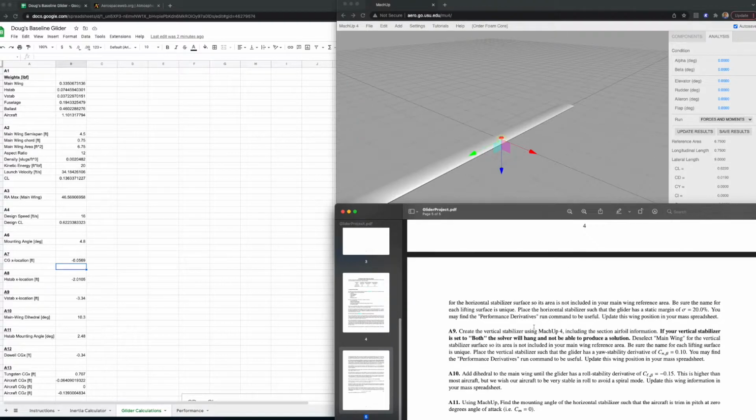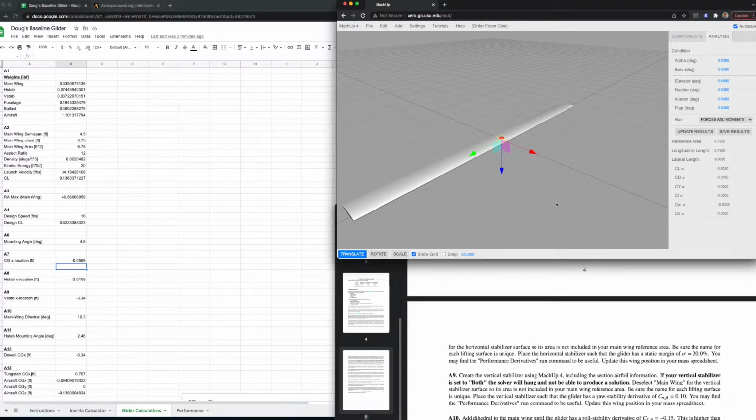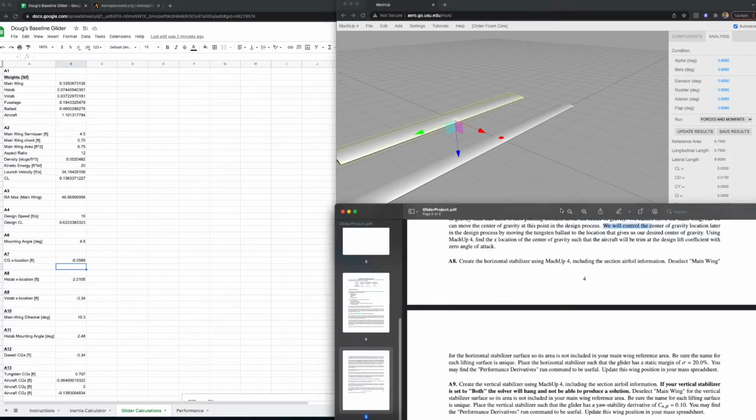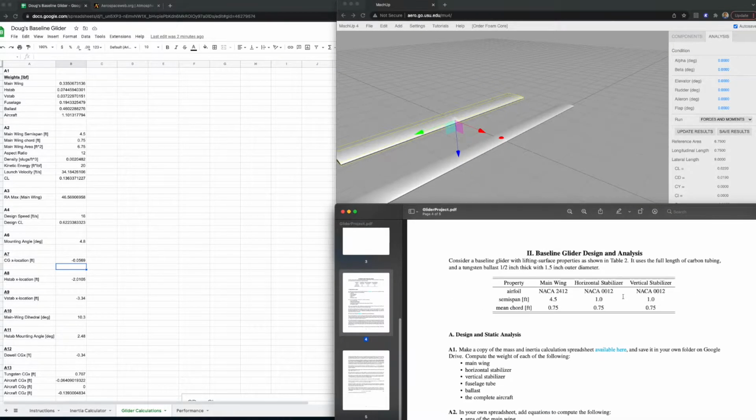Okay, so we're ready to create a horizontal stabilizer now. So I'm going to just click off of this here so that nothing is selected, and I'm going to add a new wing. And this horizontal stabilizer probably wants to sit somewhere behind the main wing. And we have some information about this horizontal stabilizer. If we come back up, right here, it says that it has the horizontal stabilizer using a NACA 0012, has a semi-span of 1, and a mean chord of 0.75. Again, it's another Hershey bar wing.